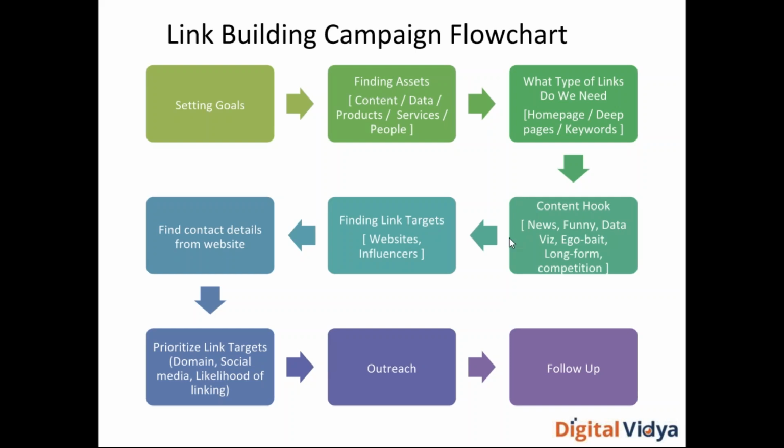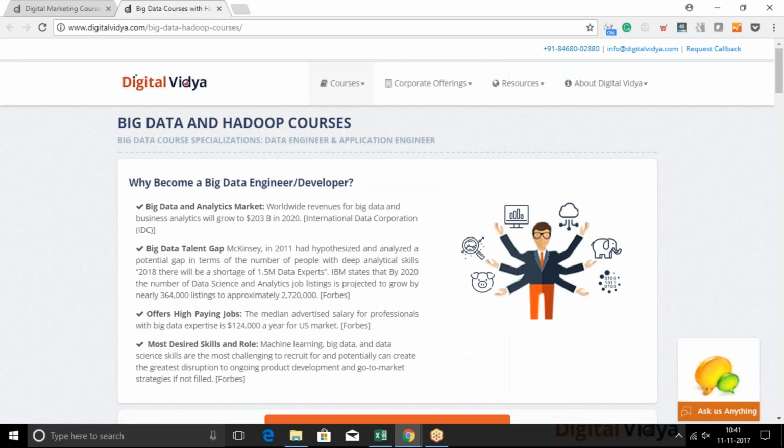Then once you have decided on the content part, you need to sit with the content writing team to decide on the content type through which you want to build backlinks. Then you need to find link targets. Link target means finding websites on which you want to build backlinks. So one good way is to put a command.